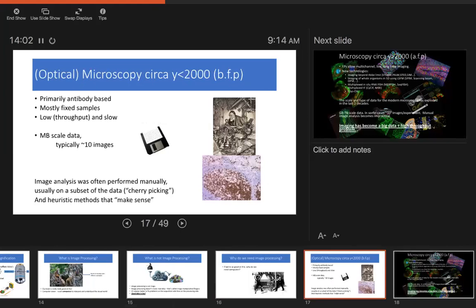So before the year 2000, so BFP is before fluorescent proteins, we were mostly dealing with antibody-based labeling, so in terms of microscopy, mostly of fixed samples. We had very low throughput, so a typical experiment would be a few megabytes. You'd hold it on a floppy disk, a few tens of images. You'd look at your images, you'd click through them, you'd segment things by eye, and everything was great, more or less. There was some problem of cherry picking, but let's say that we were good, rigorous scientists. We made sure to have controls. We double-blinded our data. We did everything right. And okay, this more or less worked back then.